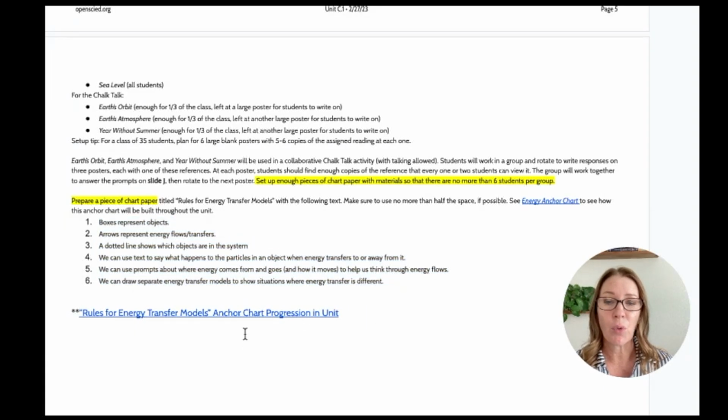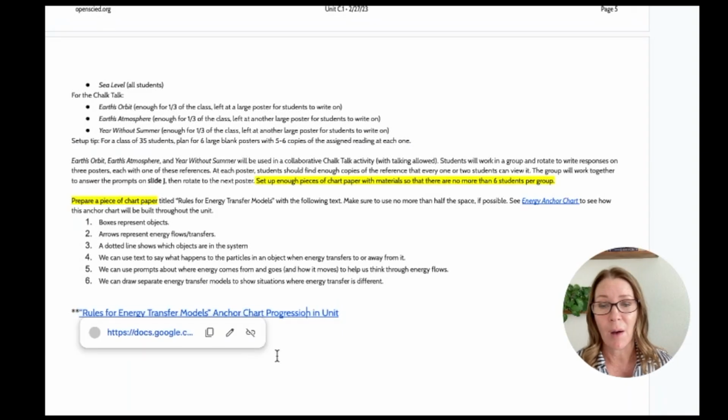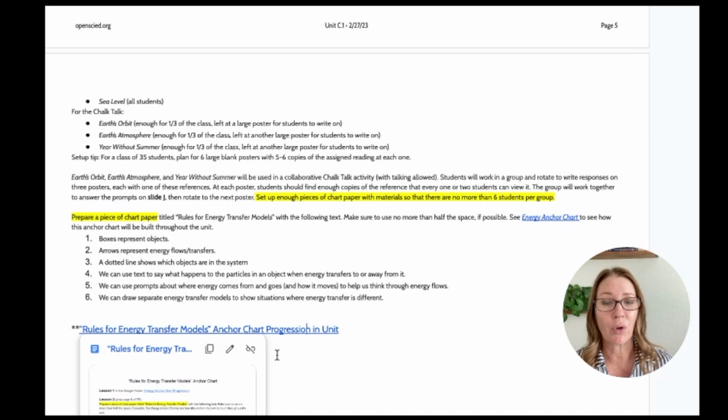Now, I will point out that I have created this right here to help teachers know where things are added in the lessons and where in the teacher guide. So this is basically an anchor chart progression throughout the unit. And what is in red is what's going to be added to the chart in the lessons that are provided. All right. A lot of reading in this one, and the beginning of what you will use a lot in this unit, the anchor chart for energy rules models.